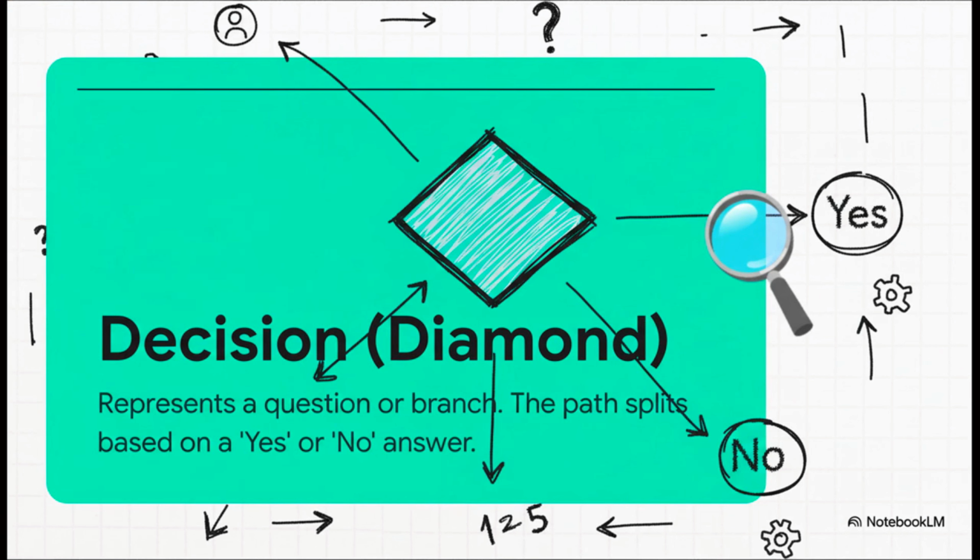Okay, but this is where things get really interesting. The diamond. This is the decision symbol, and it's what makes our algorithm smart.